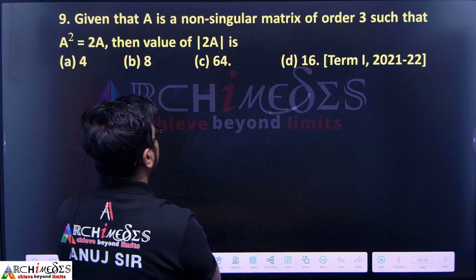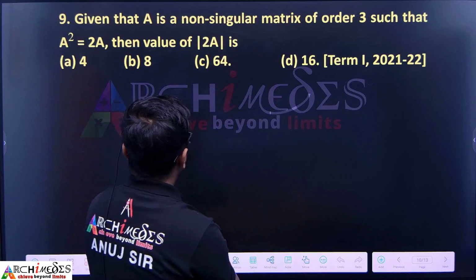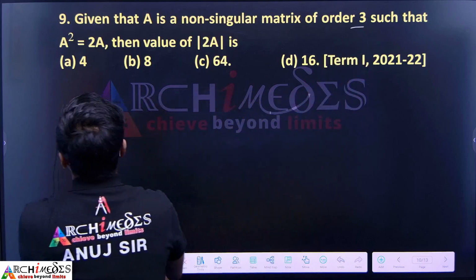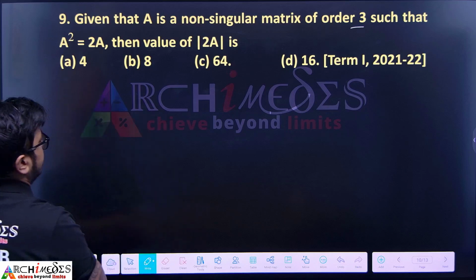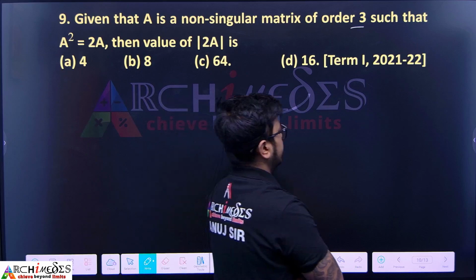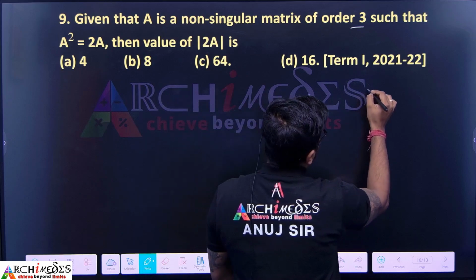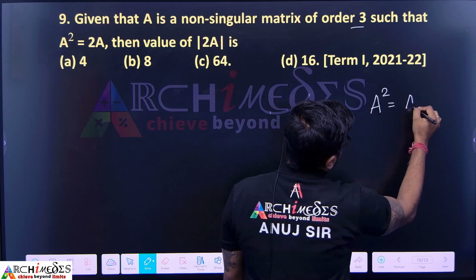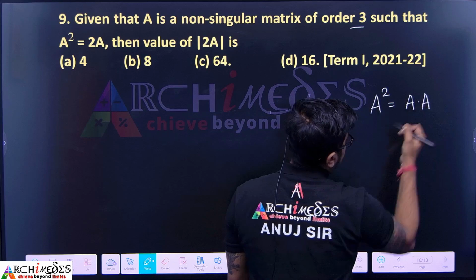Okay. Clear this one? So this is the concept that is being used. So look over it now. Here A is a non-singular matrix of order 3. Clear? And A square is given as 2A, then find the determinant of 2A. So here look over it. First thing that you must know is that A square means A into A.